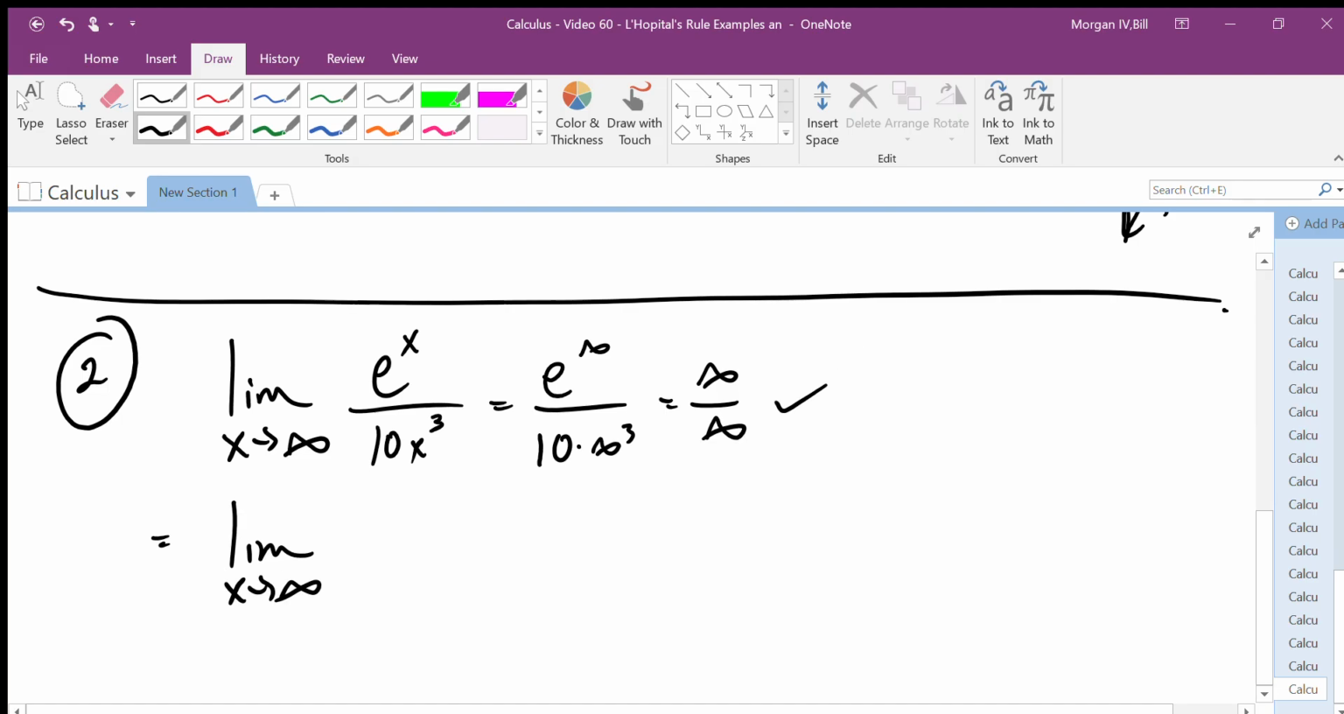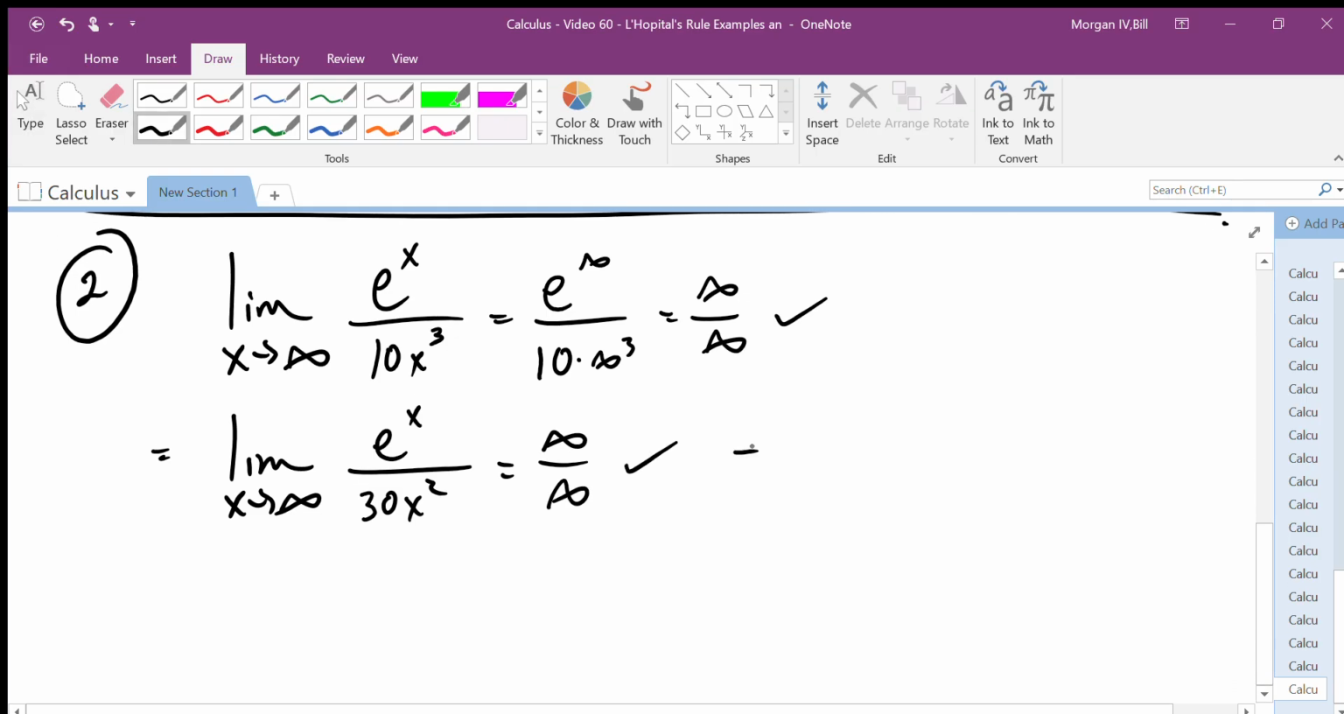What is the derivative of e to the x? Well, that is just e to the x. Derivative of 10x cubed is 30x squared. Try direct substitution again. Plug in infinities. You get infinity over 30 times infinity squared, still infinity. So let's use L'Hopital's rule again.